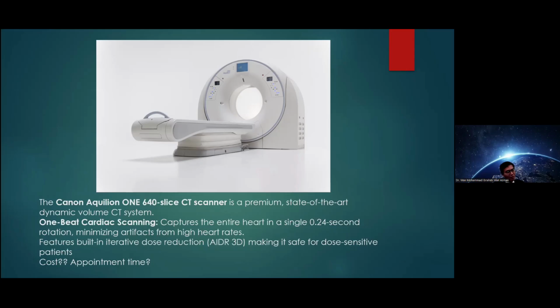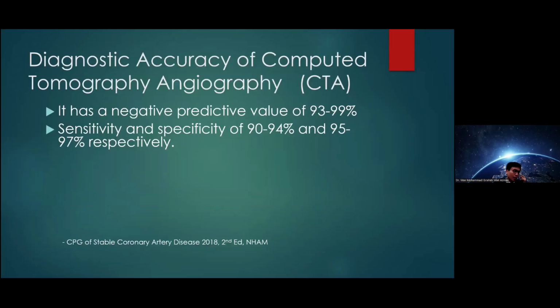However, appointment time is a bit long. So the next appointment is in April next year. It has a high negative predictive value of 93 to 99% and high sensitivity and specificity of 90 to 94% and 95 to 97%, respectively.